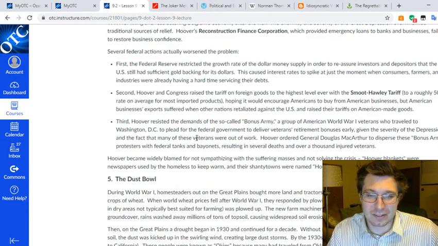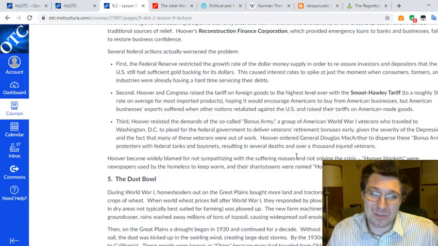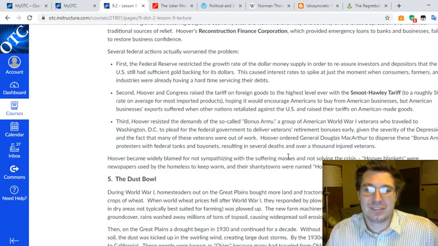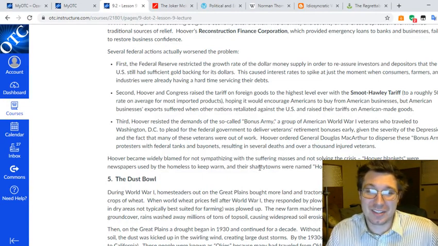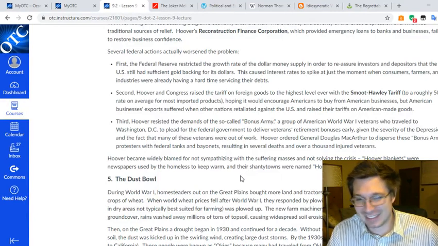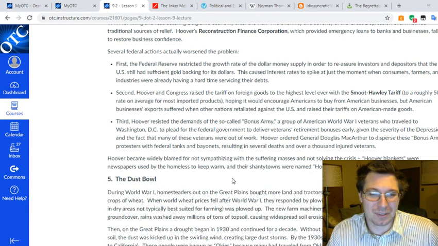not 15 years later. Hoover ordered General Douglas MacArthur to disperse these Bonus Army protesters with federal tanks and bayonets, resulting in several deaths and over 1,000 injured veterans. This made Herbert Hoover look very bad, to be beating up on veterans. He's probably the most unpopular man in America after this point.